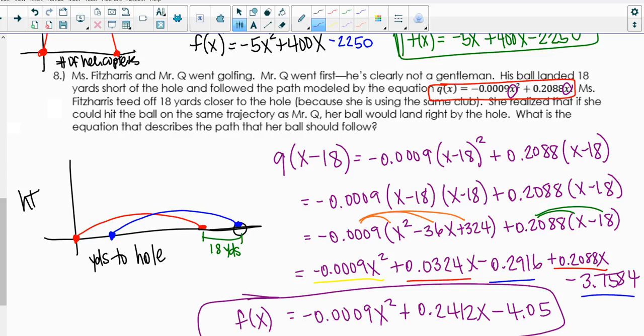Okay, which all started from changing all of my x's to x minus 18s because I knew I needed to move 18 yards closer to the hole. So graphically, that was a movement of 18 to the right. Everything from there was just being really careful. You guys did that last unit, and just being really careful with your decimals.